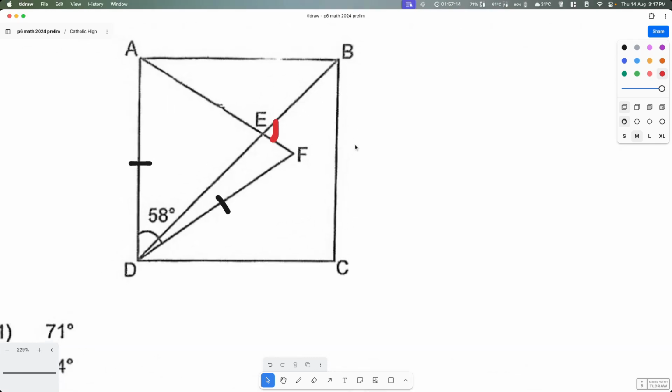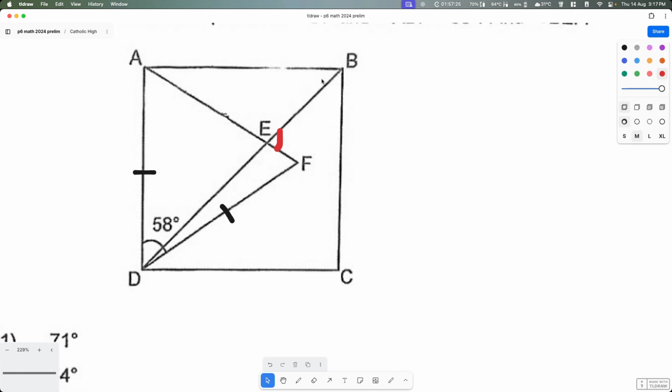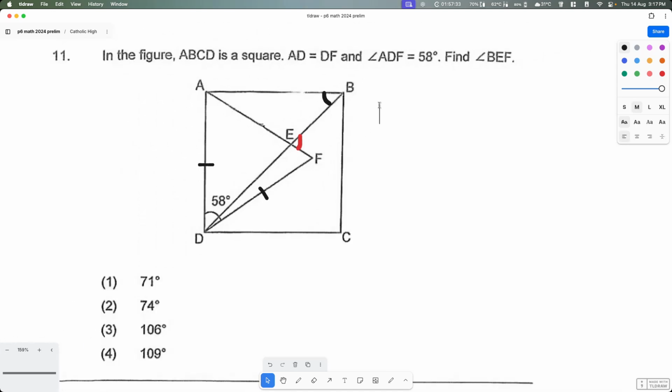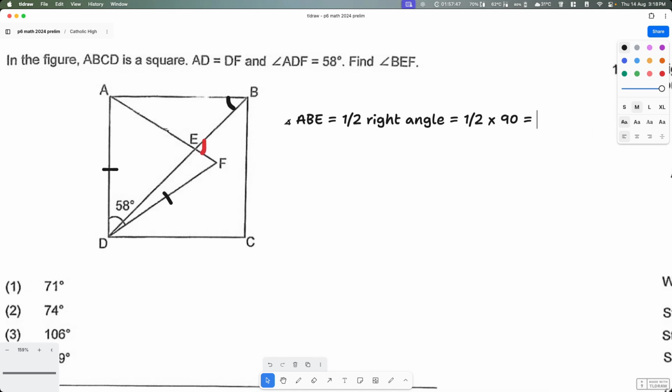So how we're going to solve this is basically if we can get this angle over here, so AEB, then we are able to get this DEF. So with this, we need to get these two angles, right? So first, I think we can get this angle over here, which is ABE. Angle ABE is basically half a right angle, which is half times 90, which is equal to 45 degrees. Okay, so we have 45 degrees.